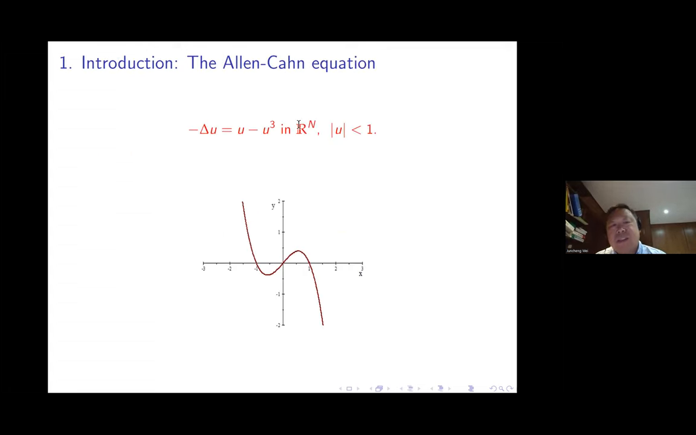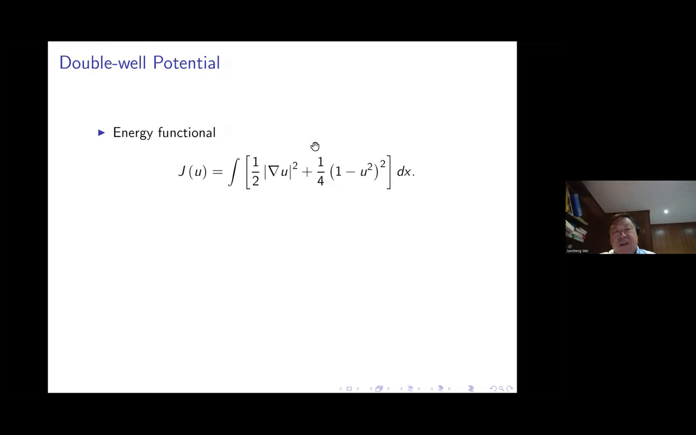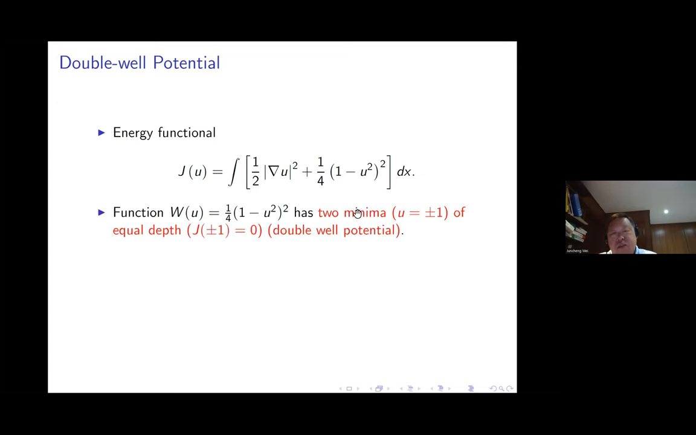All right, so I start with the Allen-Cahn equation, which is a very simple equation: minus Laplacian u equals u minus u cubed. This nonlinearity is very simple. It has three zeros: minus one, zero, and one. Now, if we consider the energy functional, it is formally very simple: the integral of gradient u squared plus a potential W. This potential has two minima, minus one and plus one, and they have the same depth. So this is called a double-well potential.